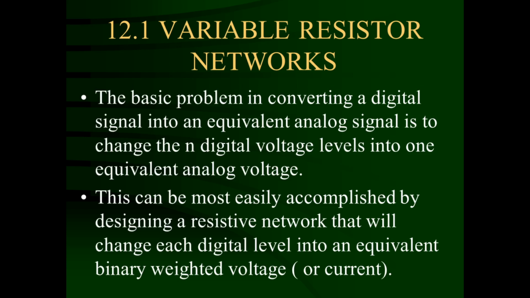So the basic problem in converting a digital signal into an equivalent analog signal is to change the n digital voltage levels into one equivalent analog voltage. This can be most easily accomplished by designing a resistive network that will change each digital level into an equivalent binary weighted voltage or current.